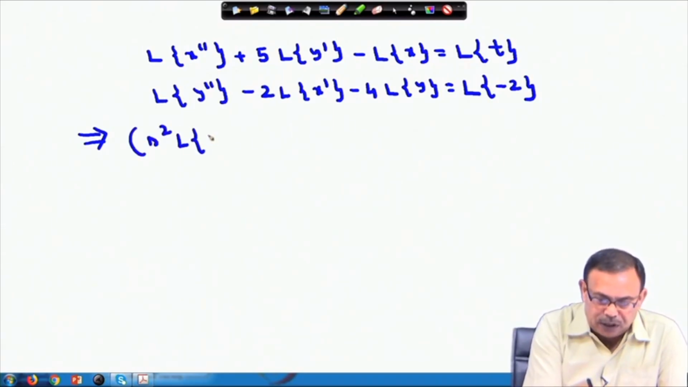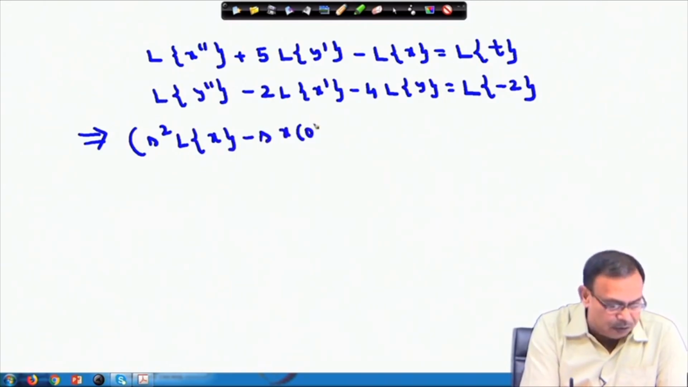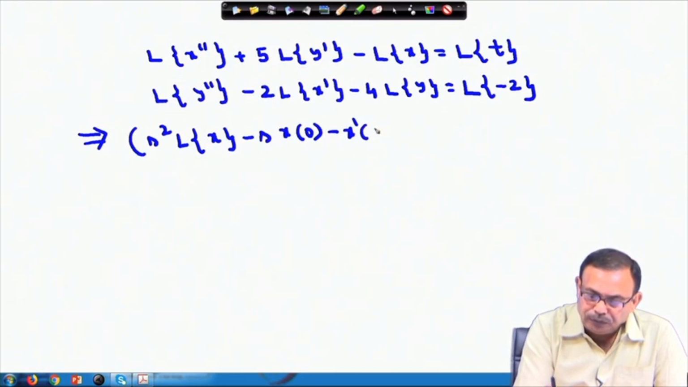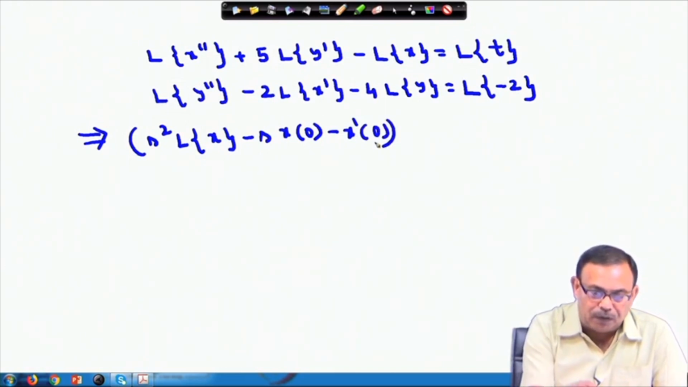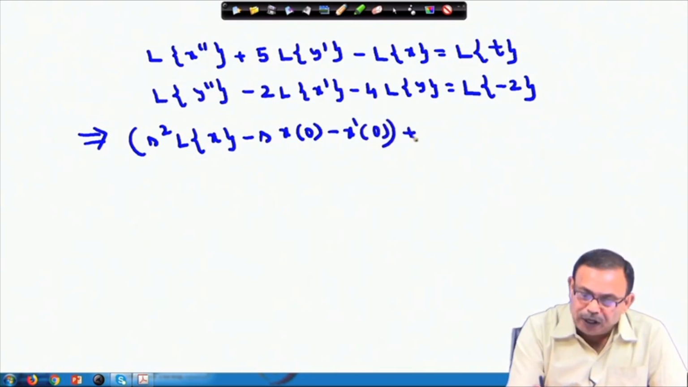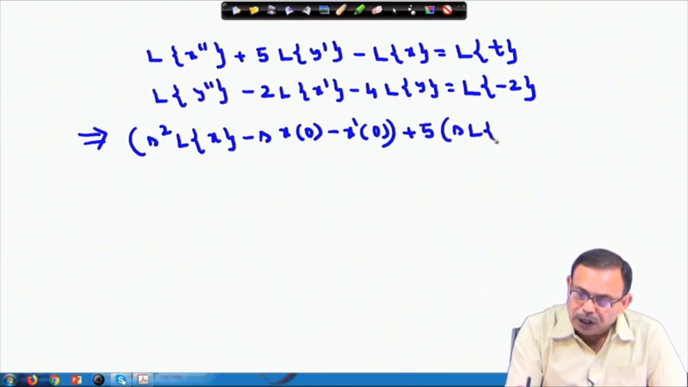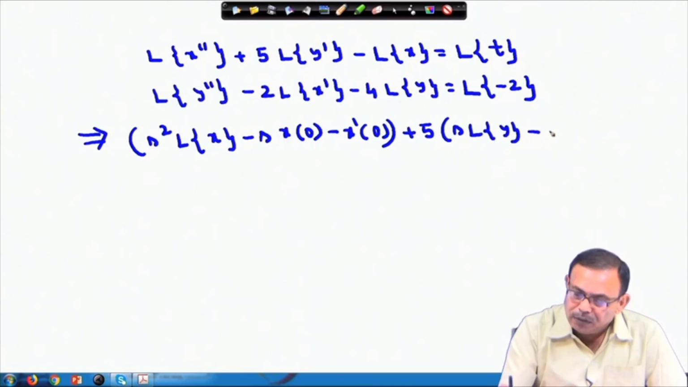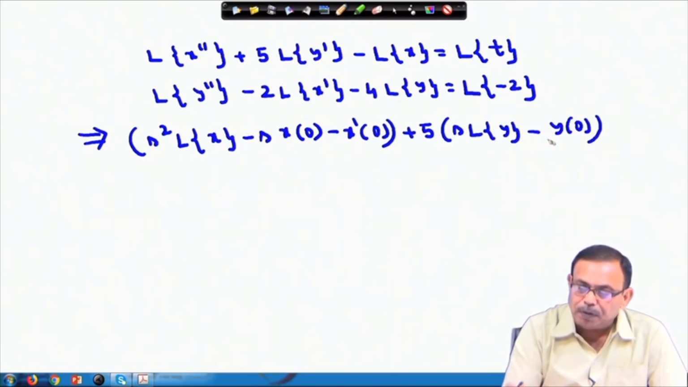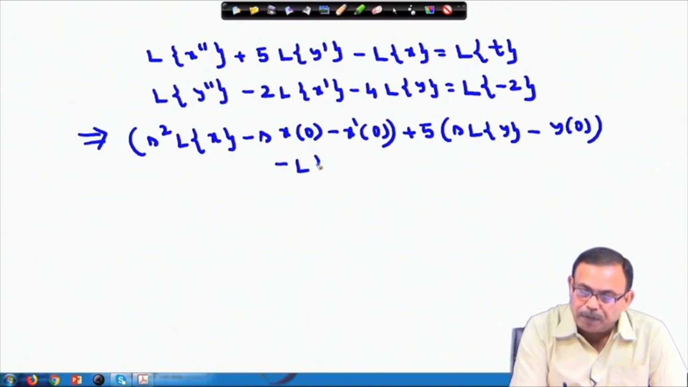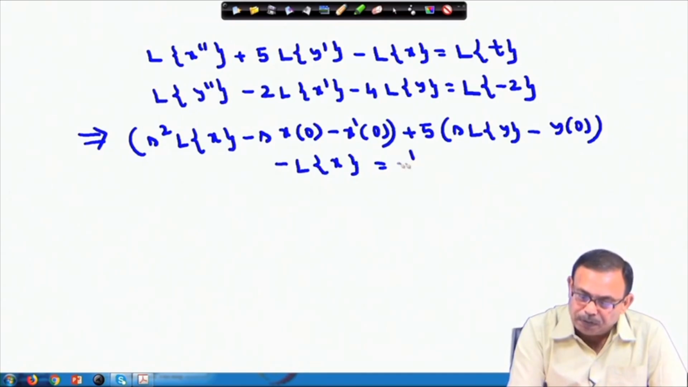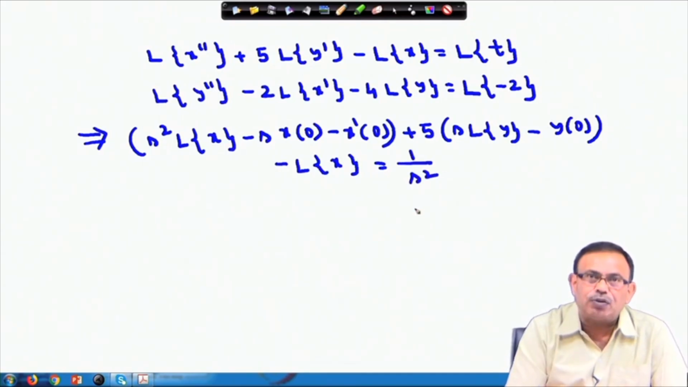That is, s square into the Laplace transform of x minus s x(0) minus x dash(0). This is for the Laplace transform of x double dash, plus 5 into s into the Laplace transform of y minus y(0). This is for the Laplace transform of y dash, minus the Laplace transform of x. This equals the Laplace transform of t, which is 1 by s square.